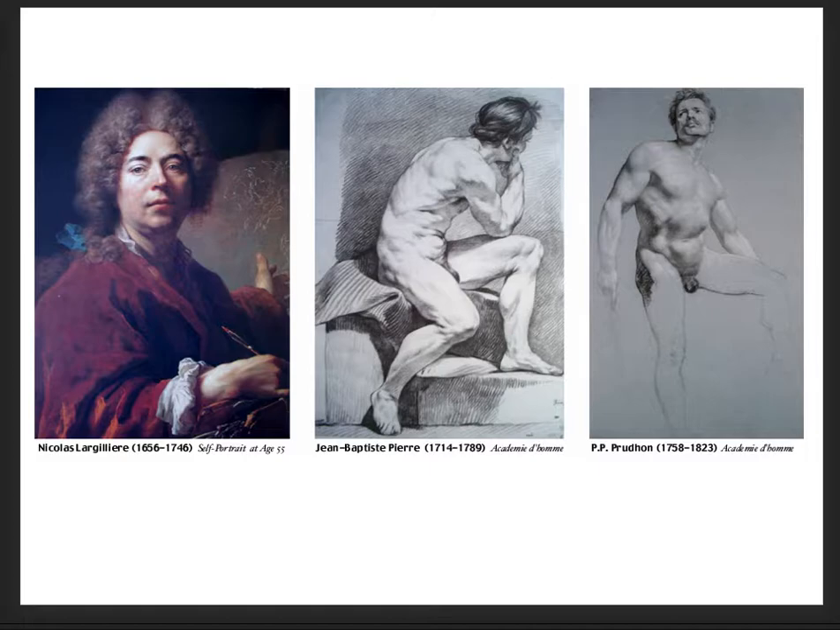In the third year, you would have drawn from the model. And so these are some academic drawings done in the 19th century and the 18th century. So Jean-Baptiste Pierre and then Paul Prud'hon, which is on the right there. We have a Prud'hon book in the library, which is amazing. They're all full of these academic nudes. It's a very expensive book. It's no longer in print.